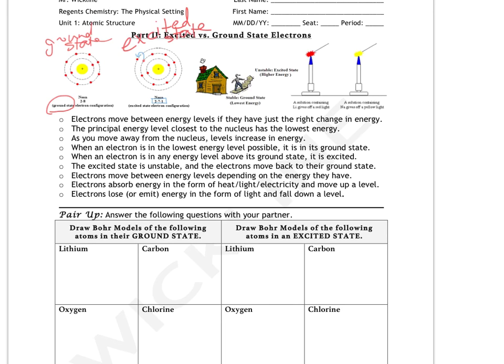Electrons move between energy levels depending on the energy they have. And electrons absorb energy in the form of heat, light, electricity, and they always move up when they absorb energy. And then electrons lose energy in the form of light, and they fall down, so they always fall down a level when they release energy. I think that these last two are of particular importance for you to definitely know.